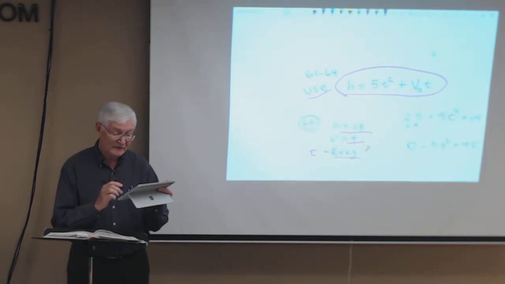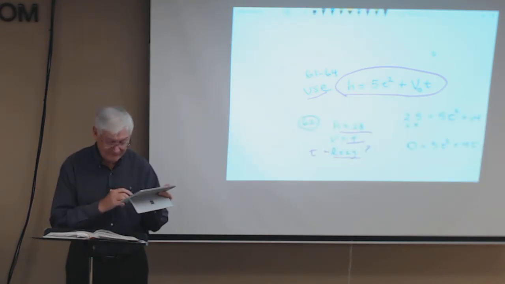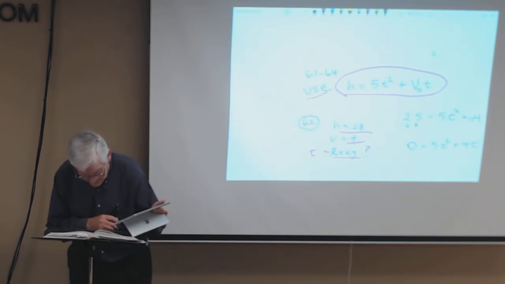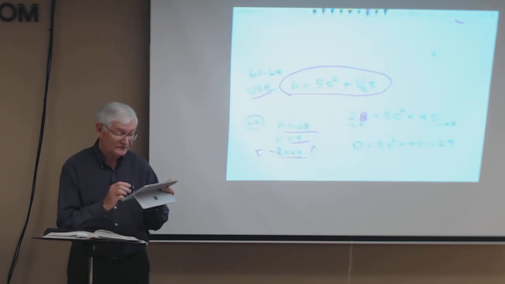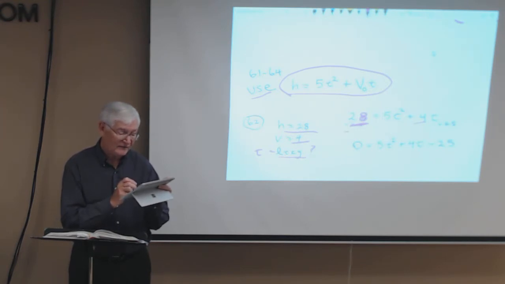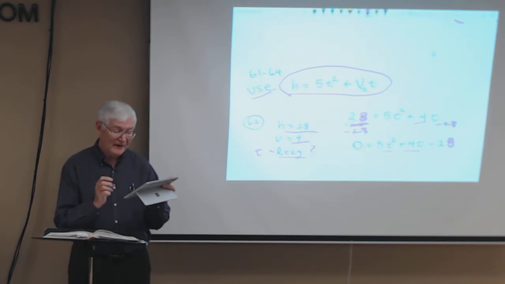Where did I get 28? Problem 62 is 28. 28 equals 5t squared plus 4t. So I subtract 28 from both sides, and I end up with 0 equals 5t squared plus 4t minus 28.